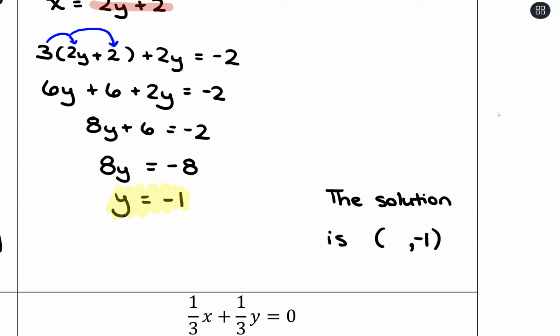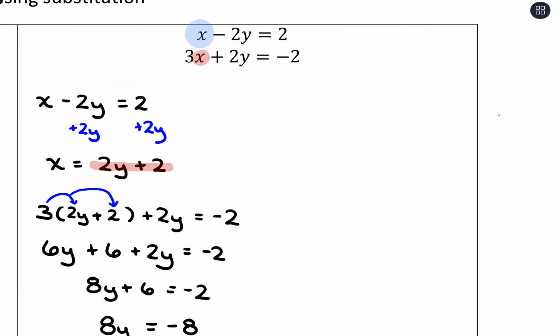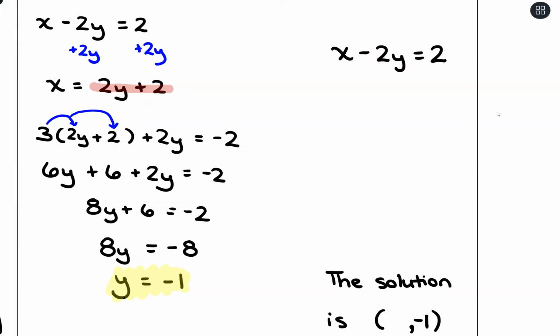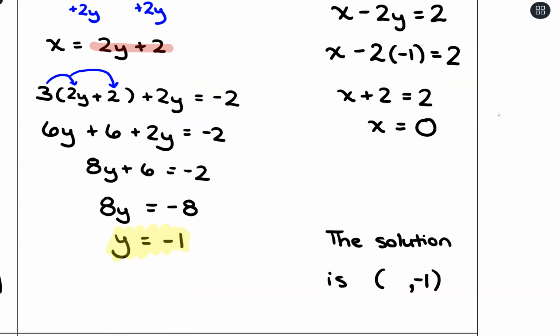So there's half of the solution. To get the other half, I need to find x, and with that, I'm just going to grab one of my original equations. Doesn't matter which one it is. Let's say I grab x minus 2y equals 2, but now what we're going to do is substitute in negative 1 for y. So x plus 2 is equal to 2. Subtract 2 from both sides. We'll have x equals 0.